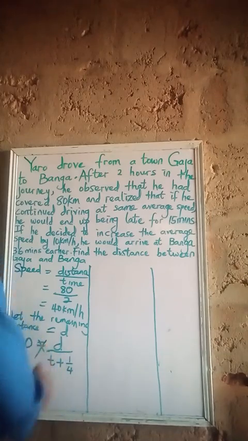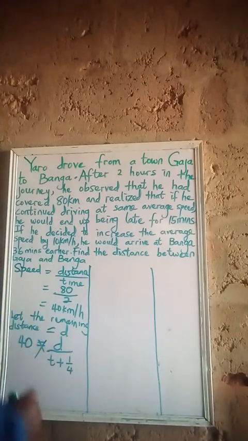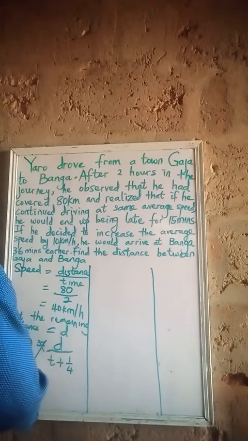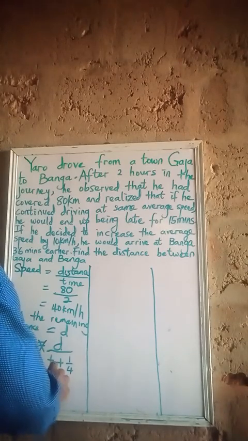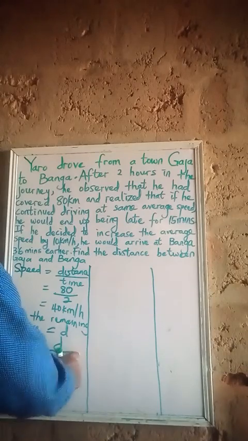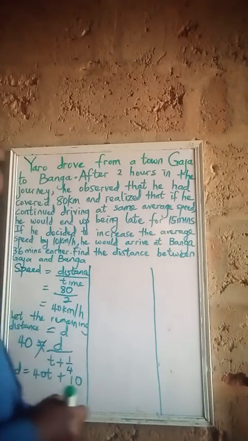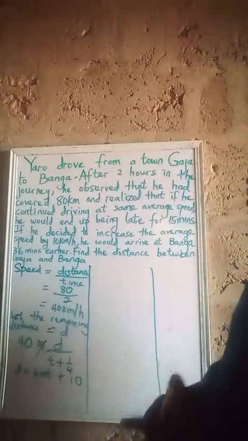From here, I want to get an equation for D. So D is equal to 40 times T, that is 40T, plus 40 times 1 over 4, that is 10. So this is an equation. Now let's consider the next statement.